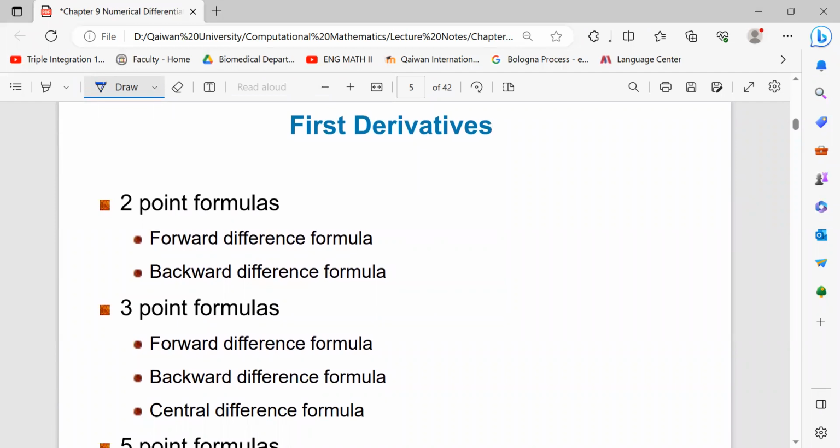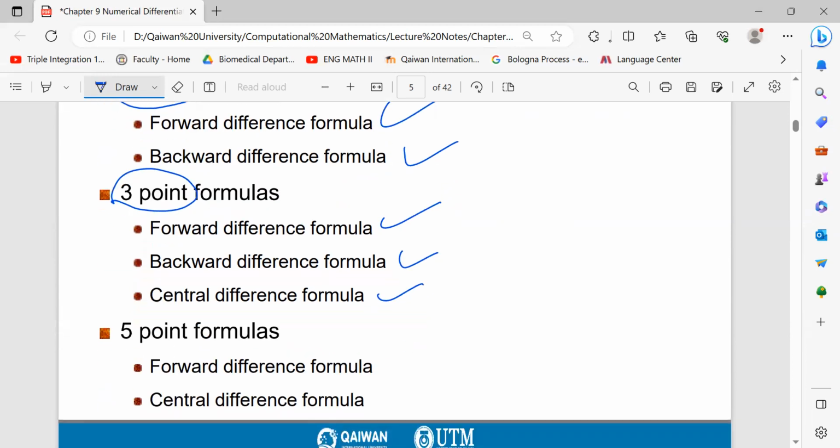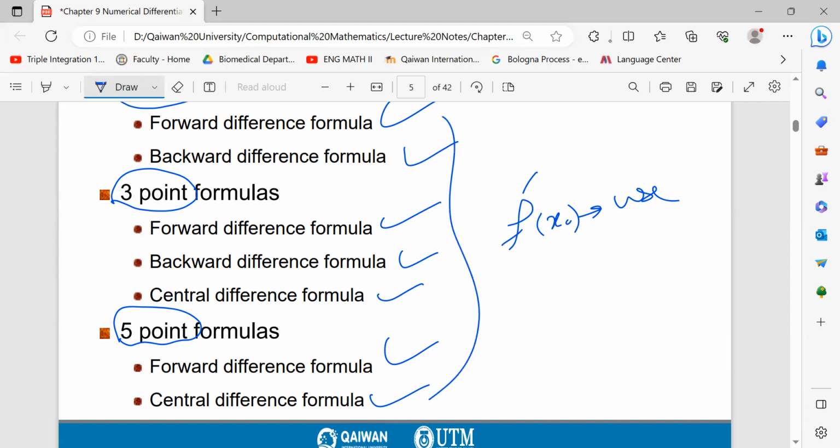For the first derivatives, we have three different point counts. For the 2 point formula, we have two formulas. For 3 points, we have three rules. And for 5 points, we have only two rules, okay? In the exams, if the question is asking for finding, let's say, f prime of x naught, it must say use one of these rules. If the method is not selected, you are free to use any of them.